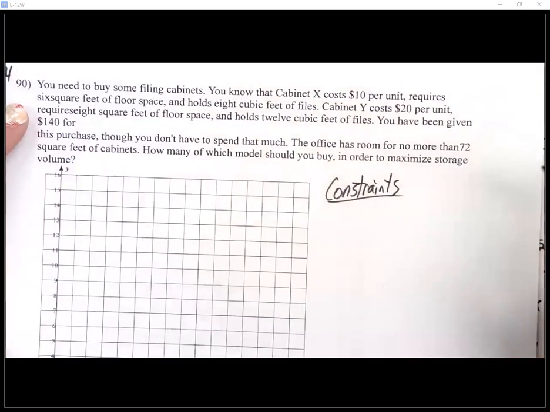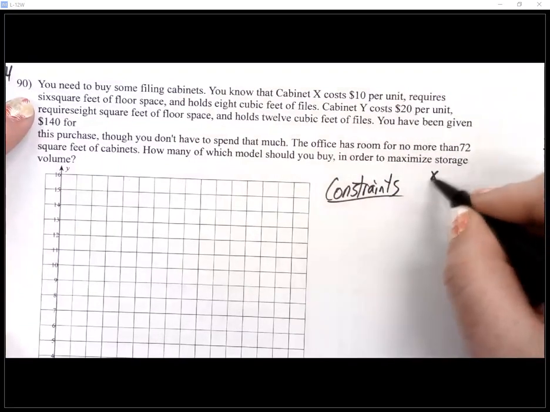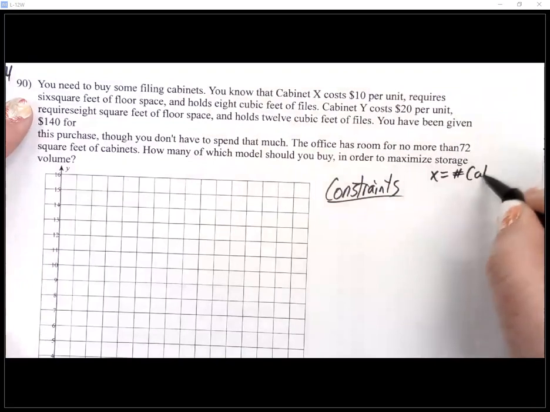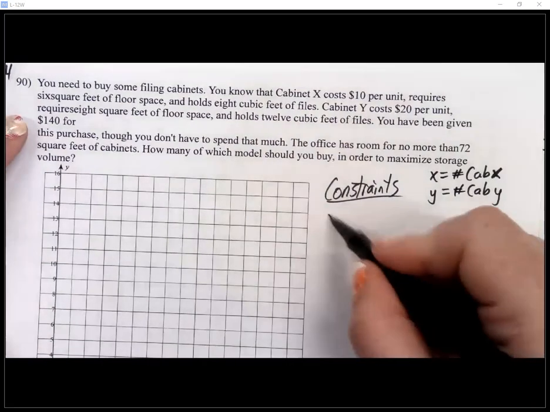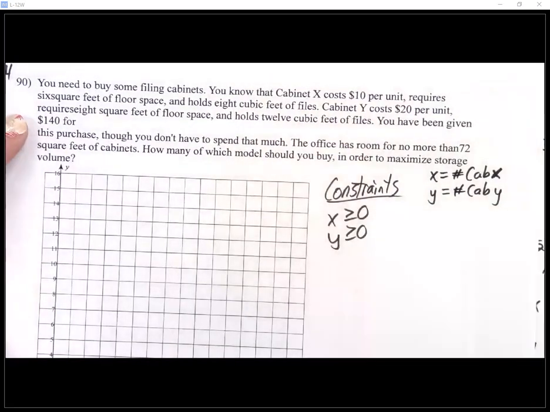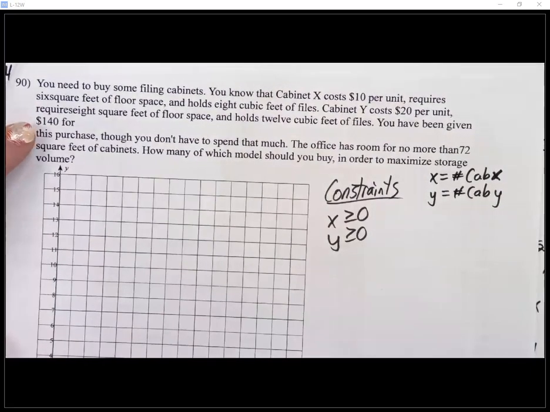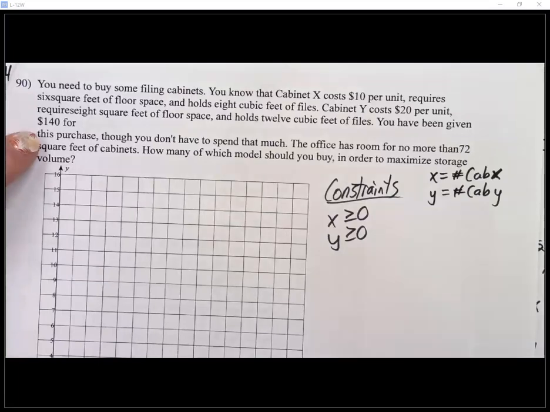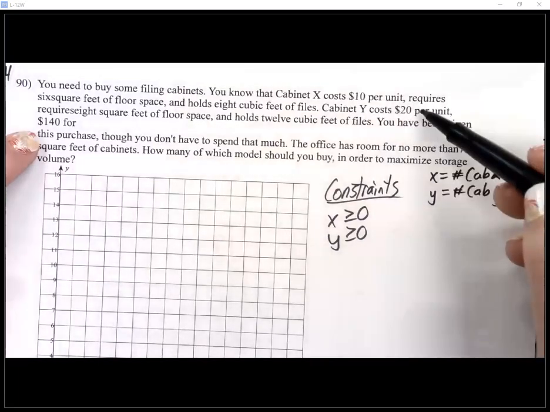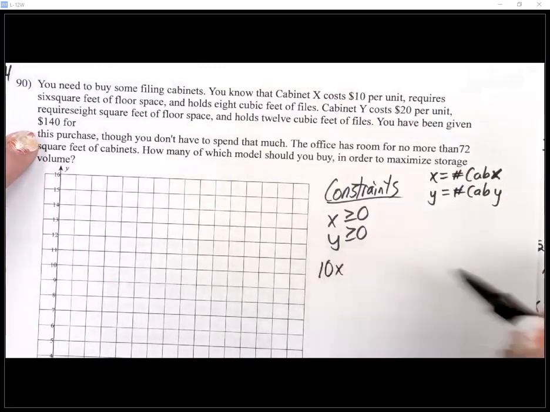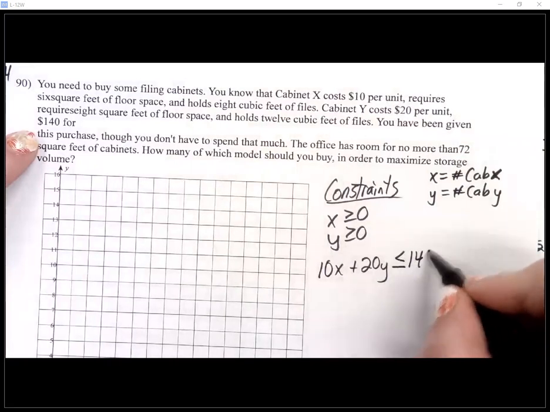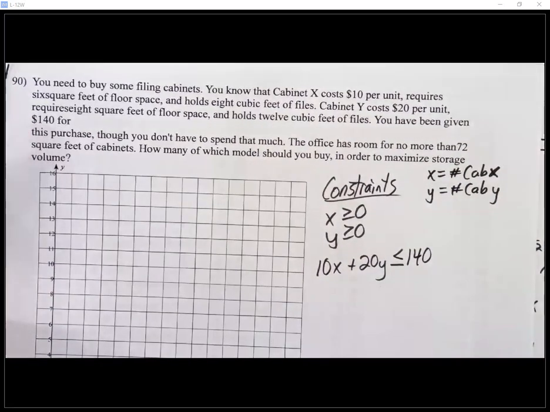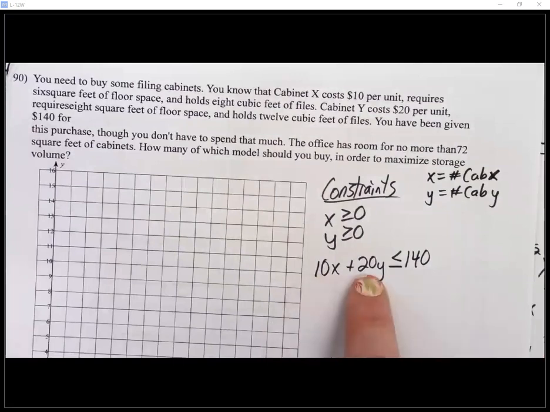Let's say that X is the number of cabinet X, and let Y be the number of cabinet Y that I'm going to end up purchasing. I can't purchase negative cabinets, of course not. So X has to be greater than or equal to zero. Y has to be greater than or equal to zero. What else does it say? I only have $140 to use. They're $10 and $20, so whatever I spend on cabinets X and cabinets Y has to be less than or equal to $140. Agreed? That's all the money I have to spend. That's the money I'm spending on X, that's the money I'm spending on Y. Together it has to be less than or equal to 140.